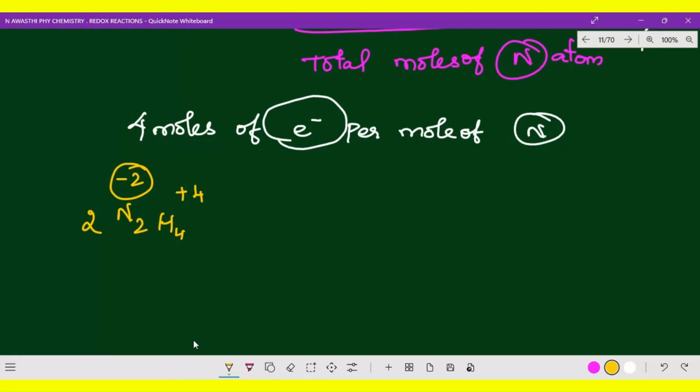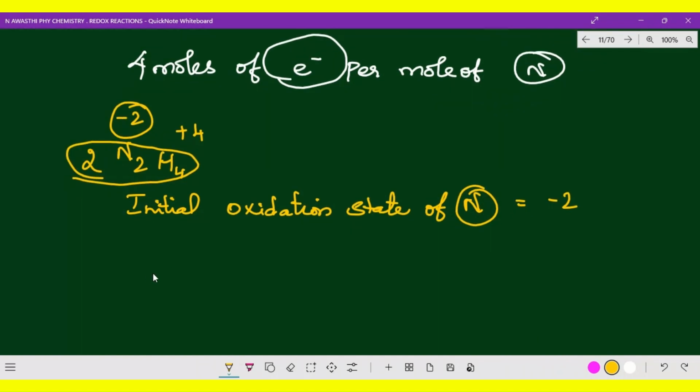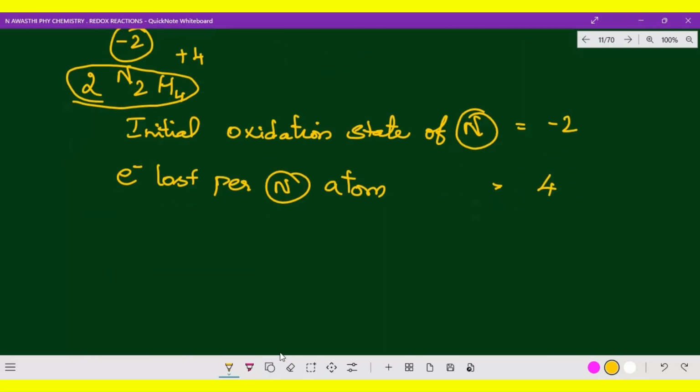So the initial oxidation state, because we are going to the new compound, which is final. The initial oxidation state of the nitrogen atom is minus 2. Here we are considering a single atom, right? Now, the electrons lost per nitrogen atom, how much? Here it is 4, right? Now the new oxidation state of nitrogen.